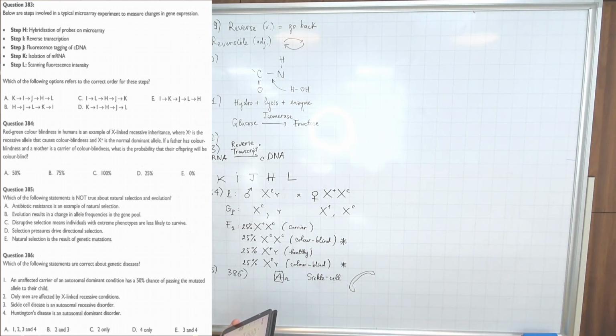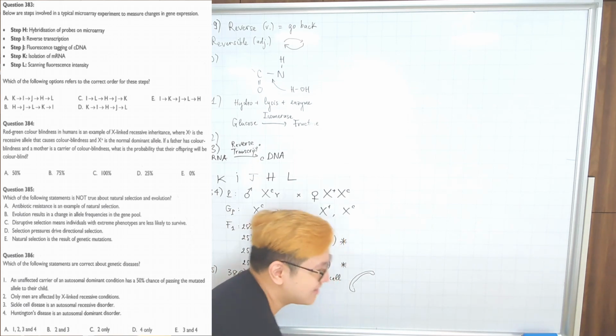Okay, number 3. Sickle cell disease is an autosomal recessive disorder. Thiếu máu hồng cầu hình liềm là một tình trạng nhiễm sắc thể thường nhưng mà lặn. It actually is true, correct.